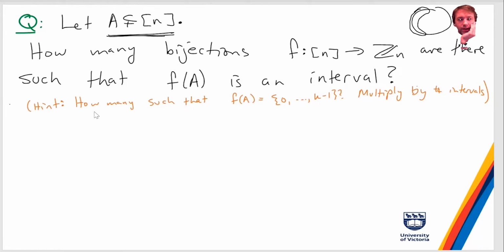A hint. Oh yeah. I'm saying, let's say that the size of A is k, just to make our lives easier. The hint says, how many bijections map A to 0 up to k minus 1, and then think of how many intervals there are, and multiply by that. So let's think of that sub-problem: how many bijections have the property that f of A is 0 up to k minus 1?